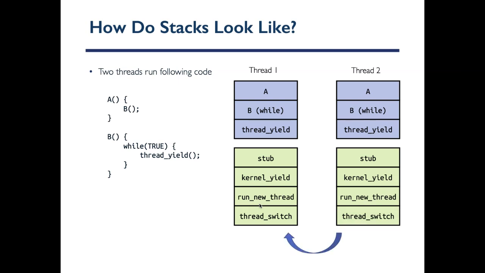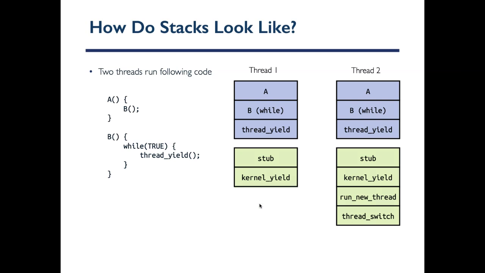Now we switch back to thread 1. Now we continue from where we left off in thread switch. If you look at the thread switch code here, we're going to execute the pop AD. So we're going to pop everything we pushed previously, and then we're going to return. So after we return, where do we return? We return to run new thread.